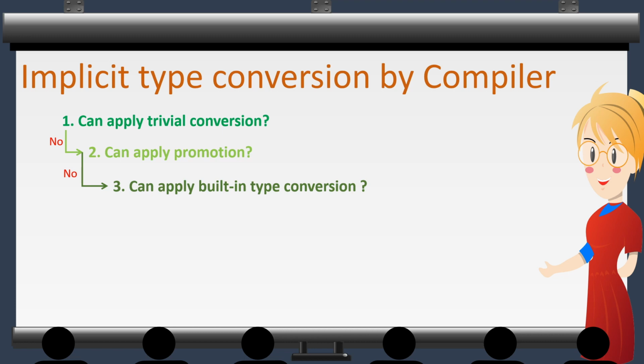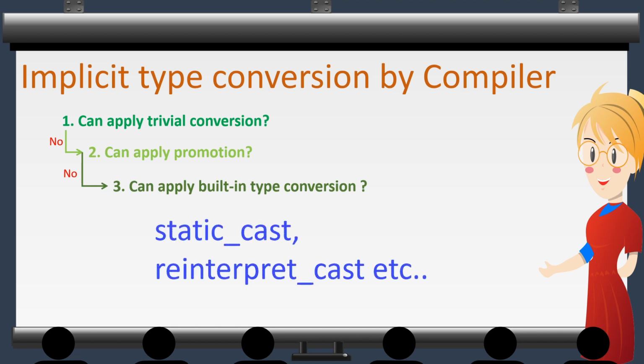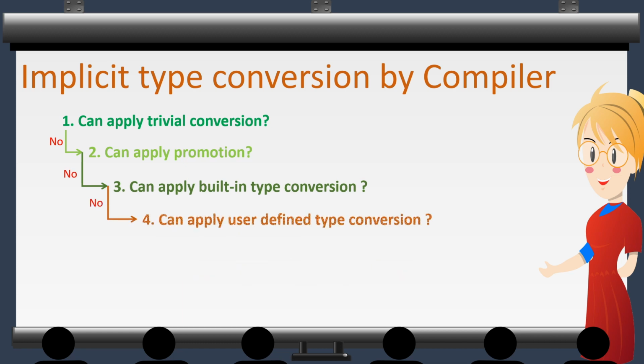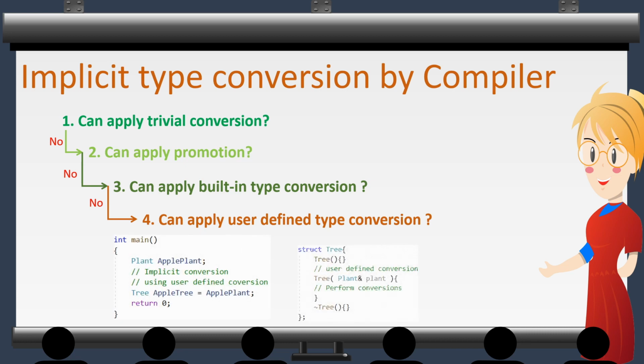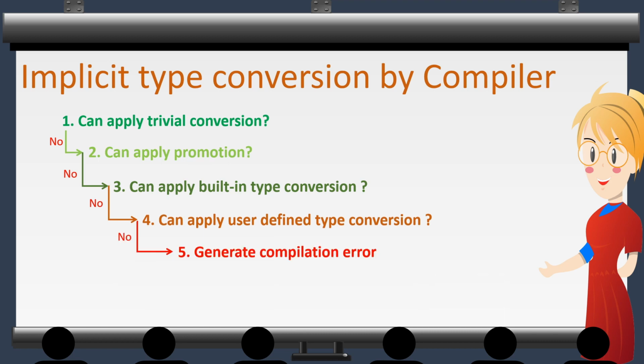Sometimes promotion cannot be applied, so the compiler checks whether built-in data type conversion such as static cast, reinterpret cast, etc. can be performed. If built-in data type conversion cannot be performed, the compiler now checks whether any user-defined conversion is given. For example, if a conversion constructor is present for a user-defined class, then the compiler uses that and performs the type conversion. If all possible attempts fail, the compiler shall generate an error at compilation. The programmer has to recheck and correct the code which allows proper conversion.